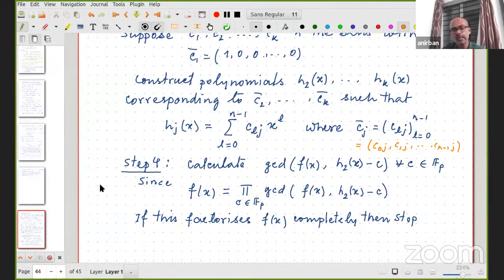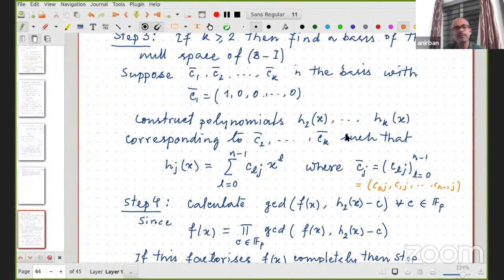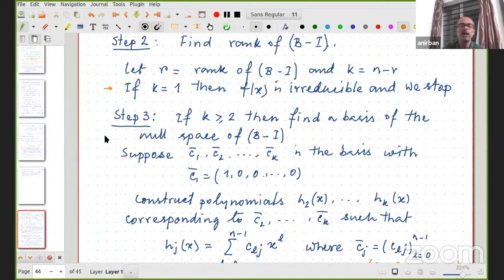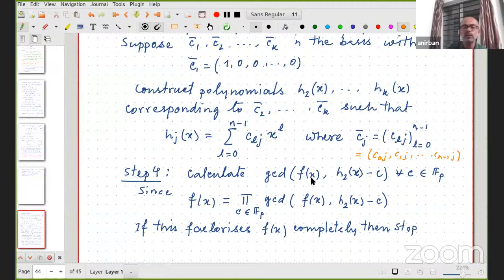Now pass to the next step. Forget about the first polynomial, because if you write it out, it is just the constant polynomial 1, which is of no use. So we have k minus 1 non-trivial, non-constant polynomials which we can use. Now take the first one, h2. This h2 exists because k is greater than or equal to 2, so at least you have one more polynomial. So take the first polynomial and calculate the GCD.